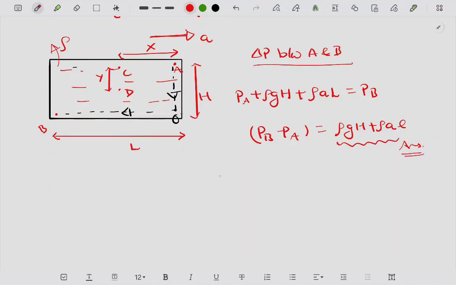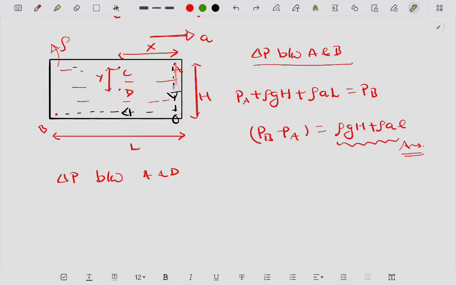Same question, if I ask you what is the pressure difference between point A and D, the same logic we can use. It's not mandatory that you have to walk from A to B like that only. You can also walk from here to here. You'll get the same thing. Okay, not required, leave it. If I want to calculate the pressure difference between A and C, you can do walking. It's up to you again, I'm telling.